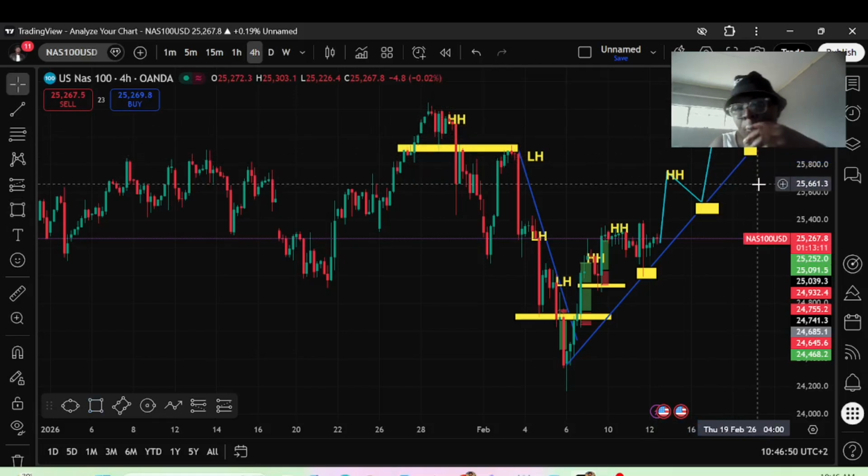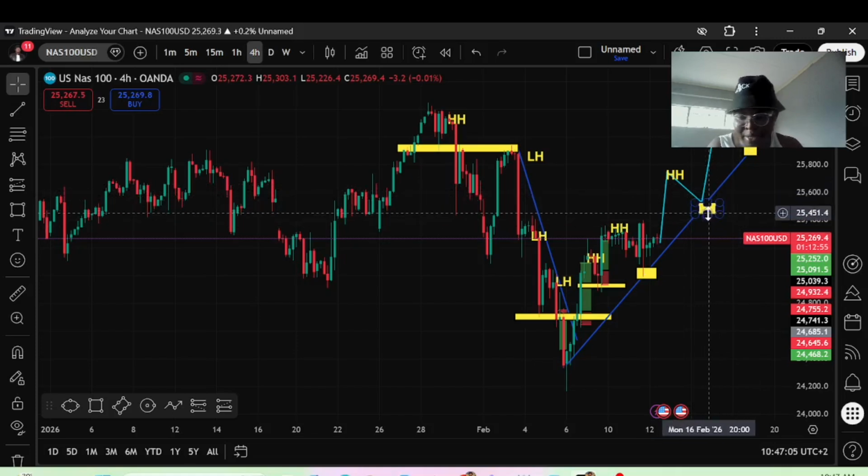That is where I will also be expecting my zones. You understand? So I'm still on a 4-hour time frame identifying my zones. I've already identified my trend with higher highs. I've already identified my zones. Now I'm just waiting for the market to come here, and then I take my entries.